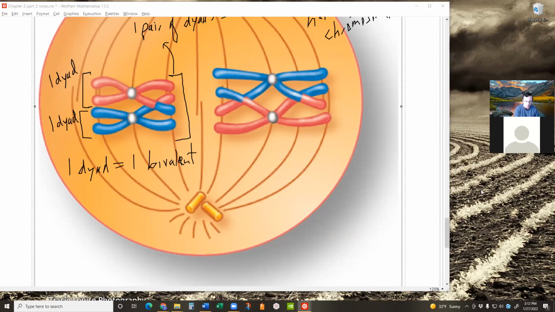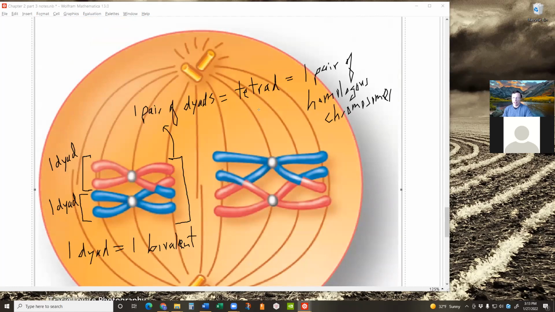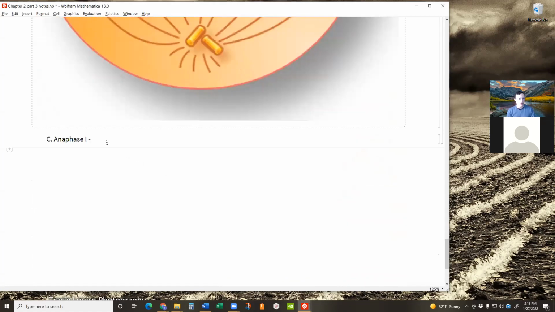Let me ask you this. How many chromatids does a bivalent have? Okay, good. It has 2. A bivalent is the same thing as a dyad. Each term refers to 2 chromatids. When you have 2 groups of dyads or 2 bivalents, you're going to have 4 chromatids, which is the same thing as a tetrad. A tetrad is 1 pair of homologous chromosomes aligned next to each other. You need to appreciate this language if you're going to understand reading your textbook or your instructor's notes.